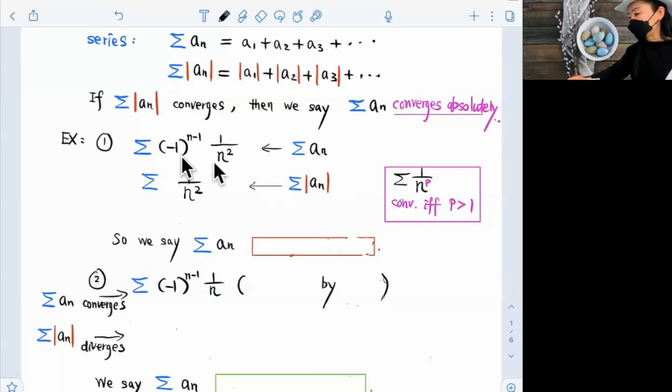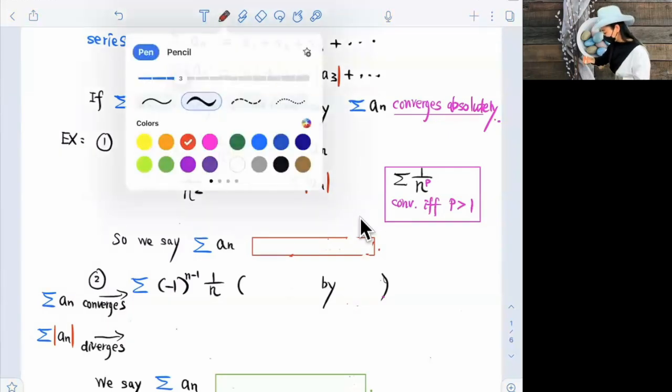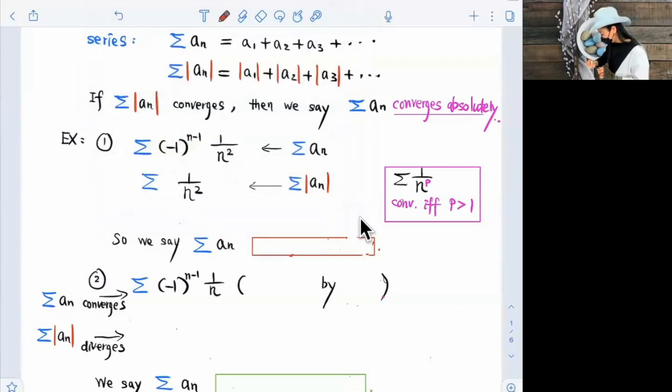So it's always positive. Does this series converge or diverge? It converges. Why? Because p is greater than 1. It is a p-series, and when p is greater than 1, it converges. Here p is 2, so it converges. So let's write down that we know it converges.